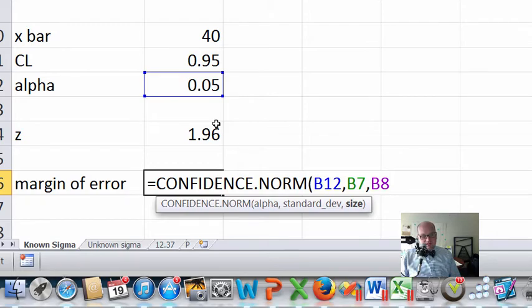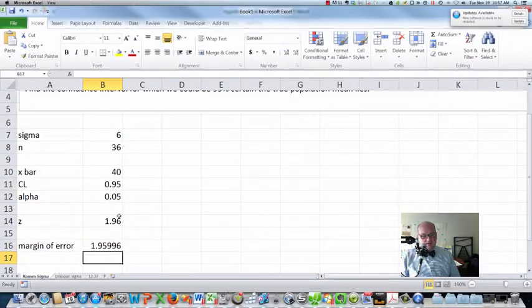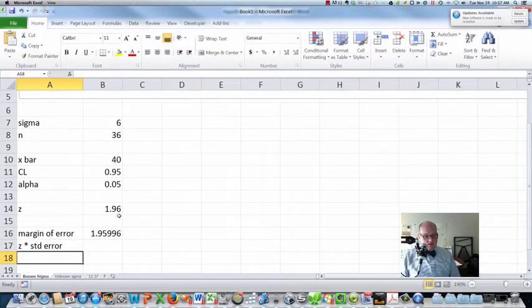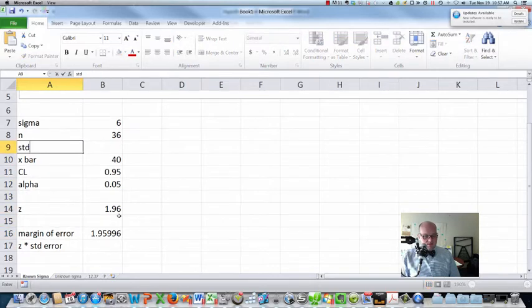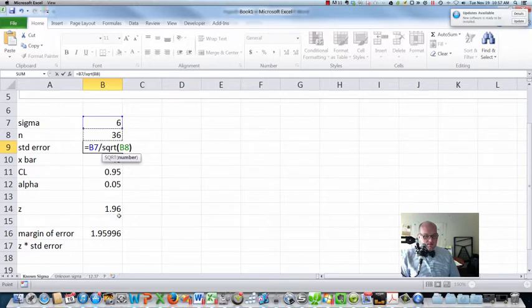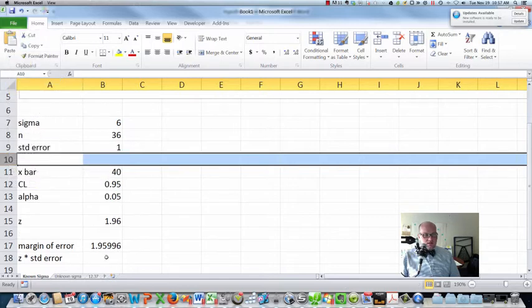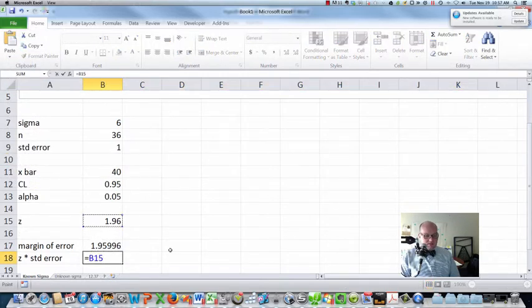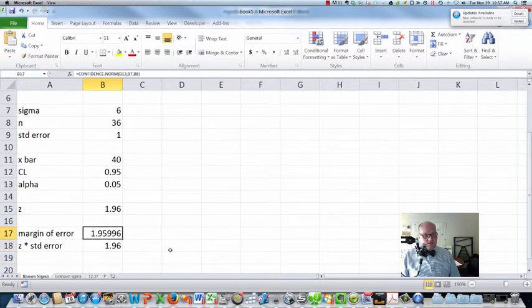Remember, the margin of error is just really z times some standard error. All right, so let's try it that way. So we can say z times the standard error. Well, we haven't figured out standard error, but we can do it right now. The standard error in this case is just sigma divided by the square root of n, which we'll see is 1 in this case. So we have a standard error equal to 1. So really all that is 1.96 times 1. And it rounds to the same number, 1.96. If we had been more exact here, it would have been right. So it's the same number. So this CONFIDENCE.NORM will give us the same thing.